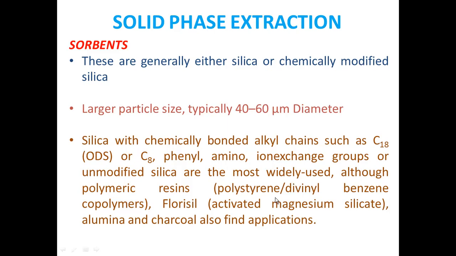These ion exchange groups are introduced to polystyrene divinyl benzene copolymers, and magnesium silicate can also be used. Magnesium silicate is also known as Florisil. Even alumina, Al2O3, can be used, and charcoal can be used. Silica either in the modified form, octadecylsilane or octylsilane, phenyl, amino, ion exchange group substituted sorbents we can use, unmodified silica we can use, and these ion exchange groups can be introduced to a copolymer of polystyrene and divinyl benzene.